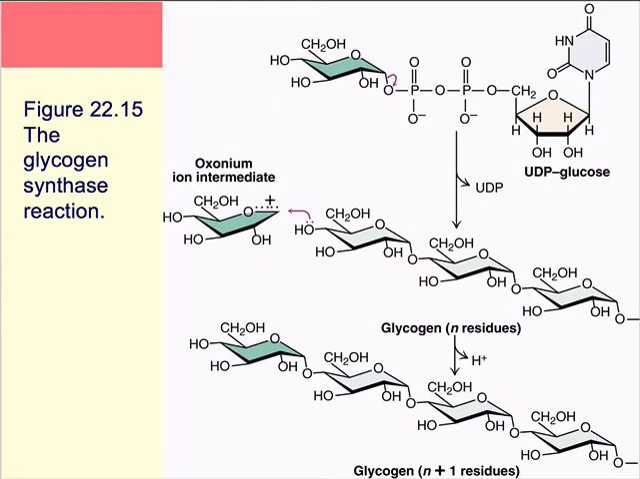Here's the mechanism of the glycogen synthase. This is an activated sugar, and spontaneous cleavage right here leaves the UDP as a product and produces an oxonium ion intermediate, which can be attacked by the hydroxyl of a glycogen chain to produce the 1 unit longer glycogen molecule.